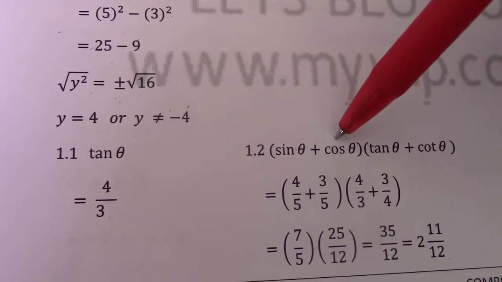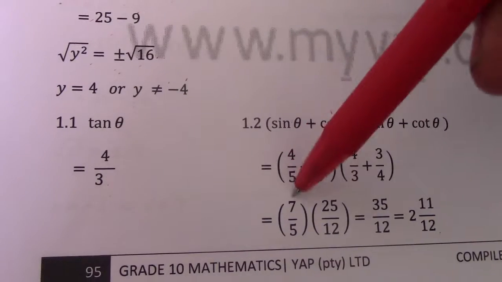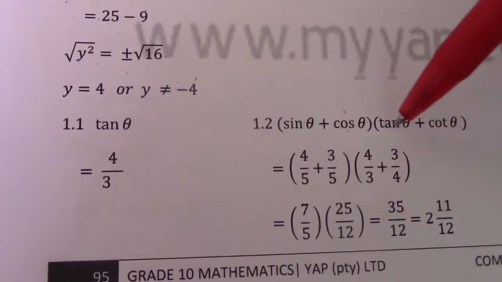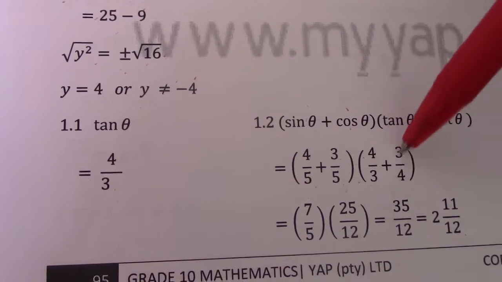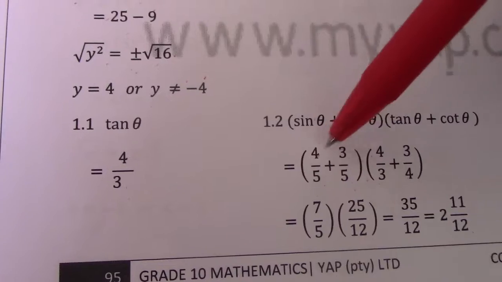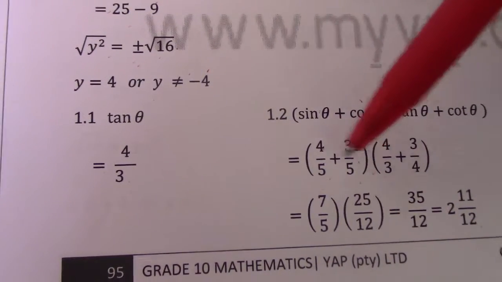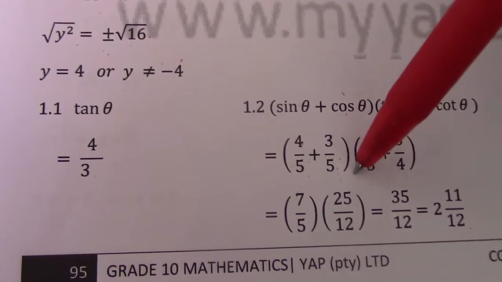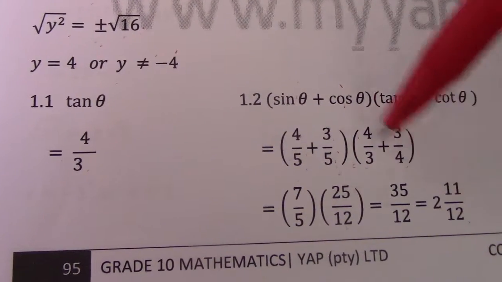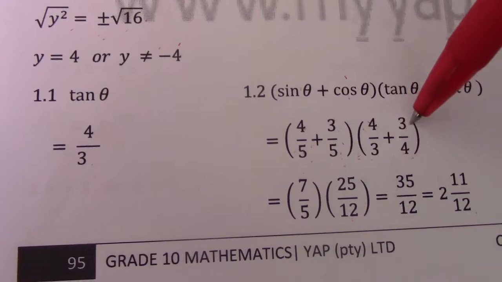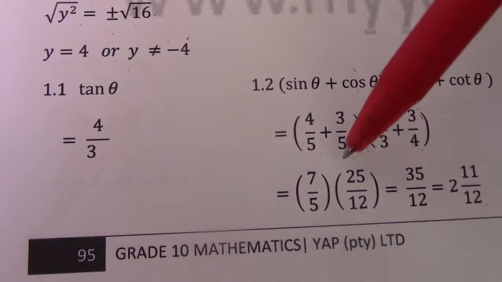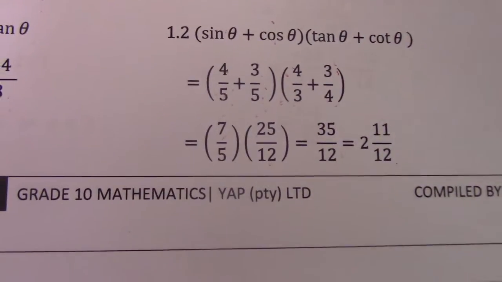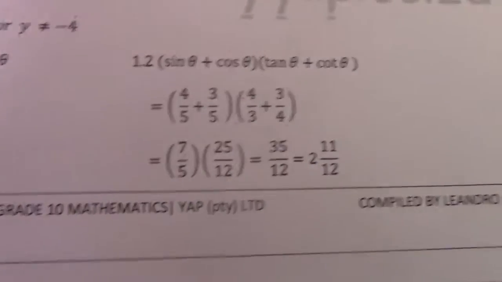There's sin theta plus cos theta, so sin is 4 over 5, y over r, cos is x over r, 3 over 5. The other part is tan theta plus cot theta, which is 4 over 3 plus 3 over 4. If I simplify sin plus cos, 4 plus 3 gives me 7 over 5. So I can add because the denominators are the same. For the other, there I multiply. 4 times 3 gives me 12. 4 times 4 gives me 16. 3 times 3 gives me 9. 16 plus 9 gives me 25. And if I multiply out, I end up with 25 over 12 or 2 and 1 over 12.